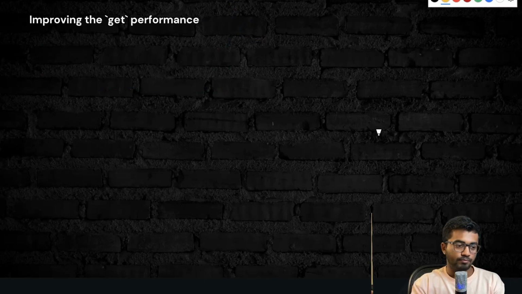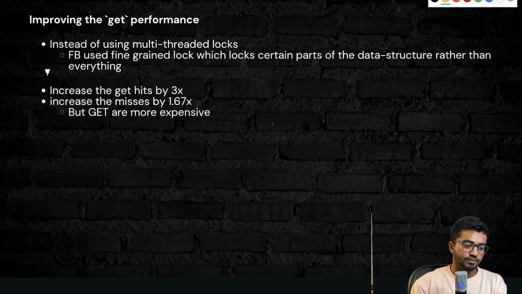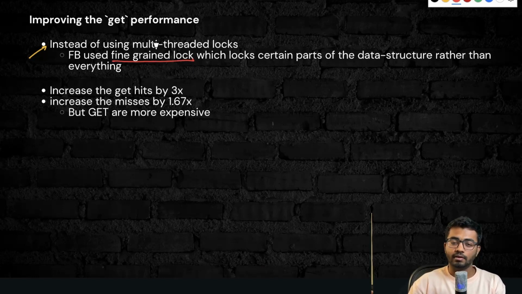Let's talk about improving the get performance. Instead of using the multi-threaded lock that we discussed on the last page, we use something called a fine-grained lock. What is the difference between a fine-grained lock and a global lock? A fine-grained lock gives more fine-grained control, which locks only certain parts of the data structure. Instead of locking the whole data structure, it will lock a certain part to make sure that other parts, which are not fighting for the same thing, are accessible.